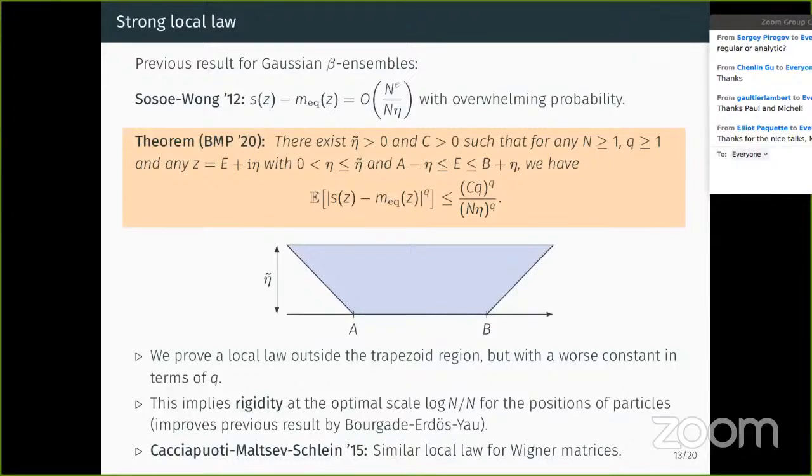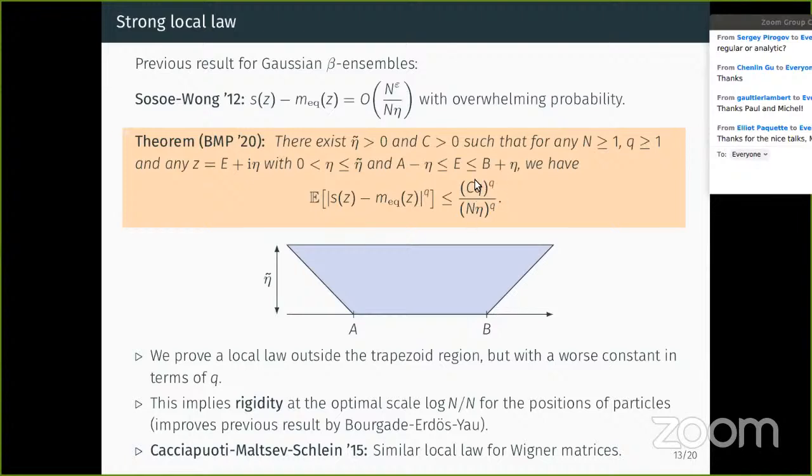Yes, I think this type of bound is enough. Actually, there are two. If you notice here, it's q to the q for the q moment, and in my proof, it was q to the q for the two q moment. We have a better bound for Gaussian beta ensemble.